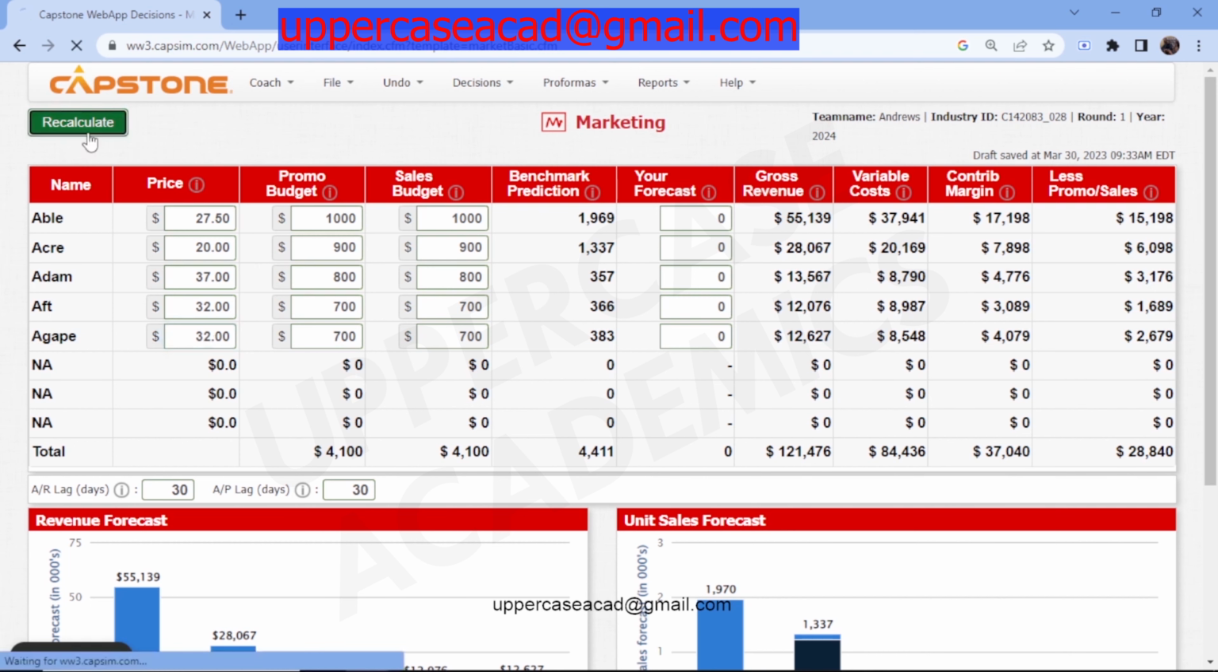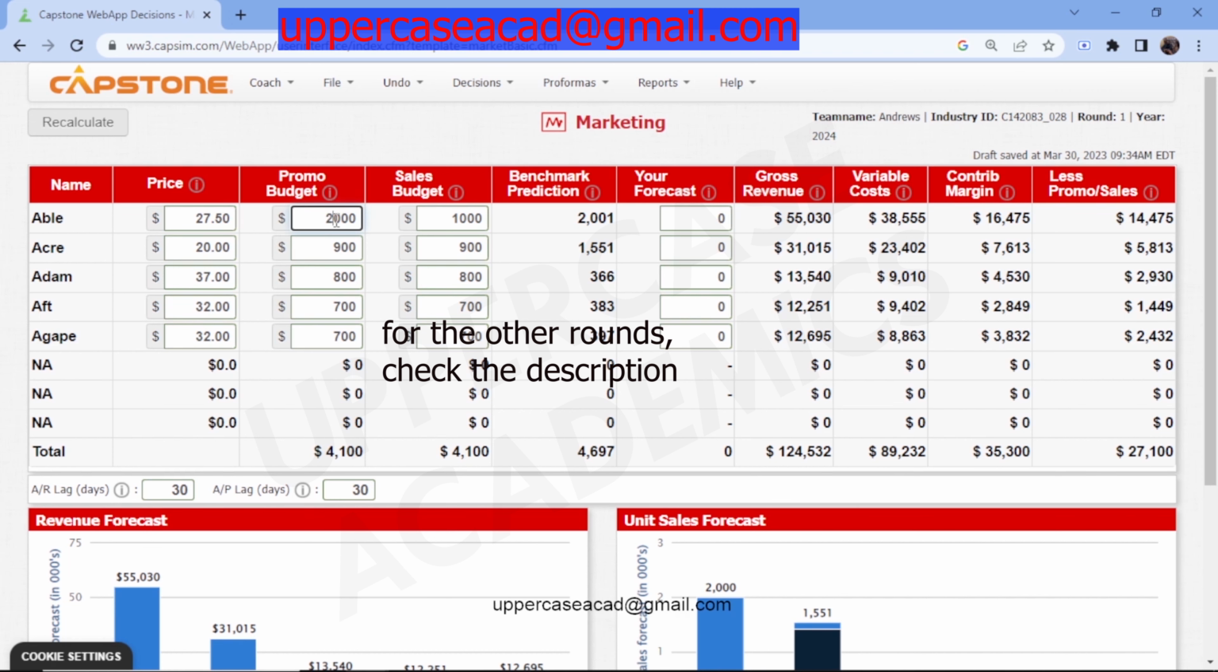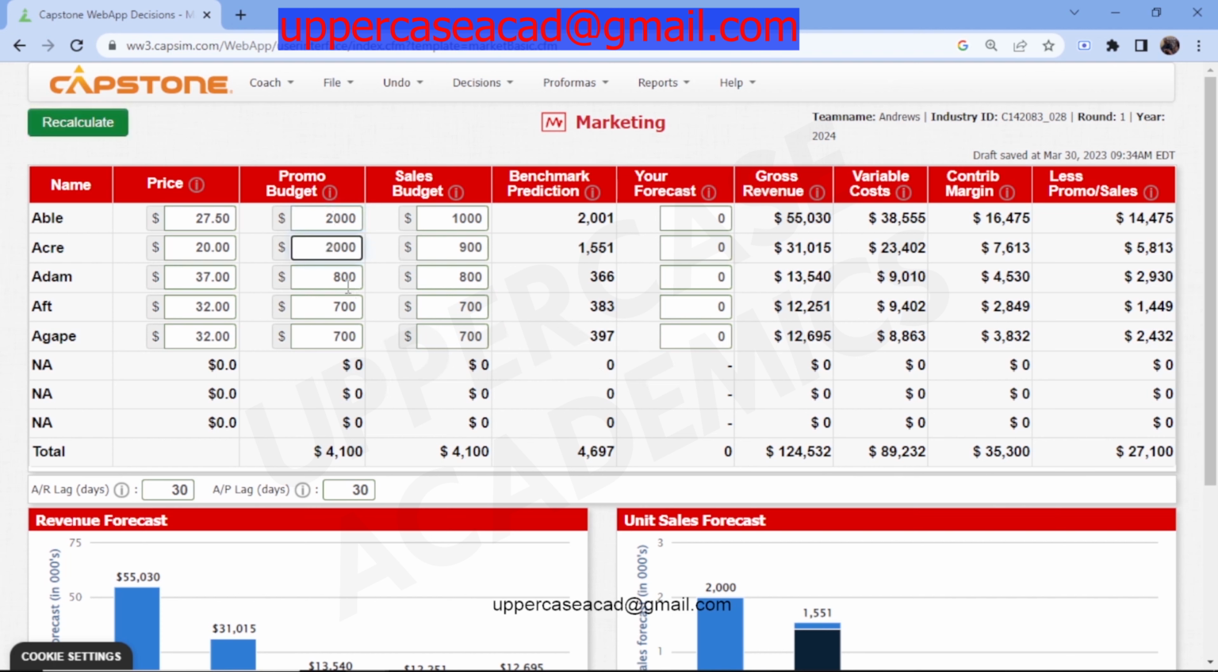Then I'll recalculate. To raise my customer awareness and accessibility, I'll have to invest in my promo budget. So I'll give it 2,000. So in short, this is 2 million, but I'll give it 2,000. So I'll give it 2,000 all in promo budget. Again, in sales budget, I'll budget 2,000, not 20. So it's all my products, I'll give them 2,000.